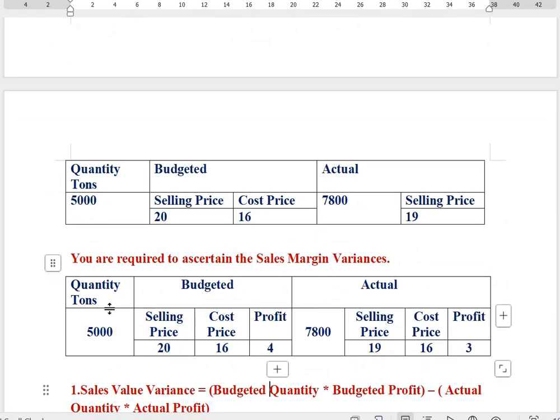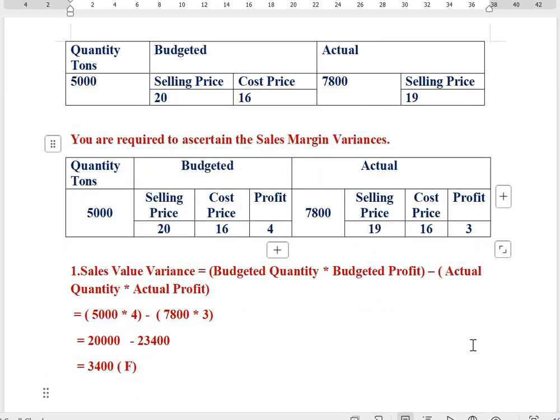If we prepare a table: quantity sold, budgeted selling price, cost price, profit; actual quantity sold, actual selling price, cost price 16. So 20 minus 16 is 4, 19 minus 16 is 3. Now based on this profit per unit, we are going to compute the sales variance. In this problem we can compute only sales value variance, sales price variance and sales volume variance. Mix variance is not possible because only one product is given. They have not given different products sold.